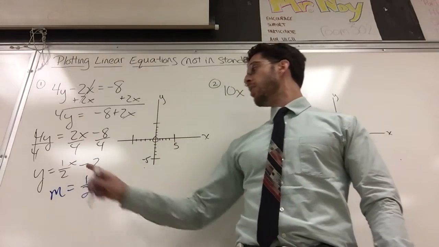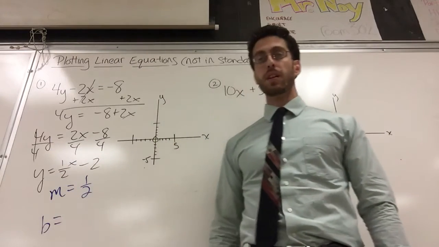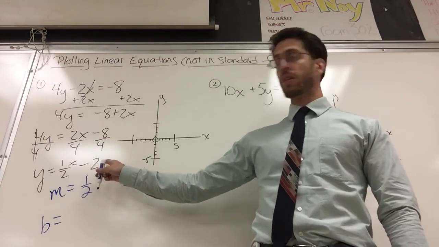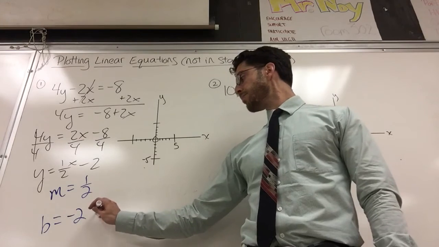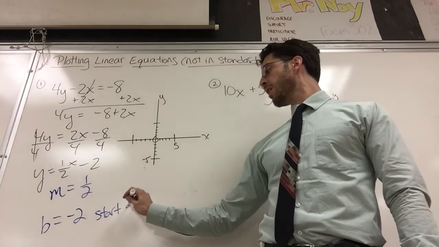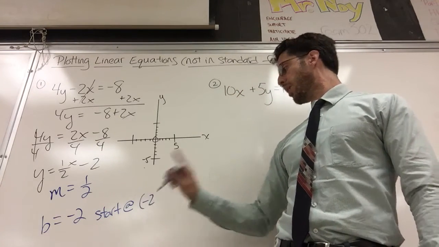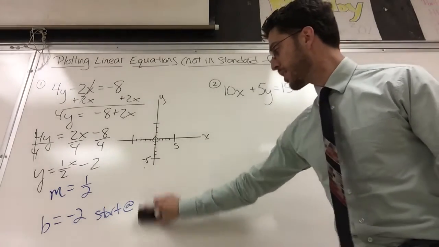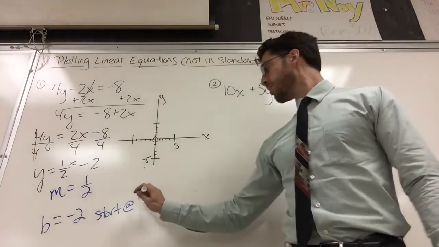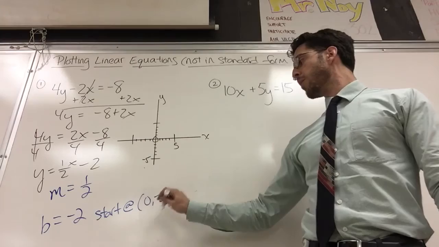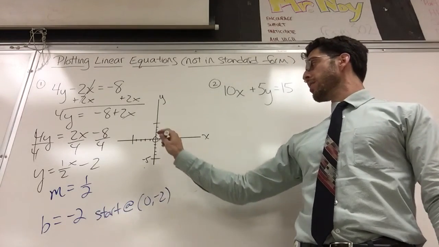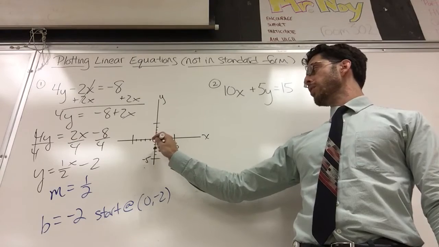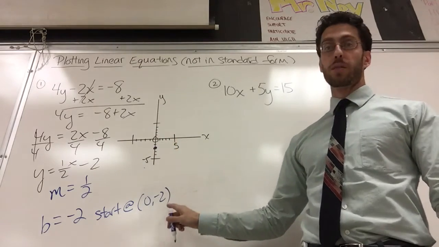And I know that the y-intercept is negative 2. This tells me to start at, I'm sorry, to start at 0, negative 2. Because if this is called a y-intercept, it's on the y-axis. 0, negative 2 is right here on the y-axis. That's going to be my starting point.